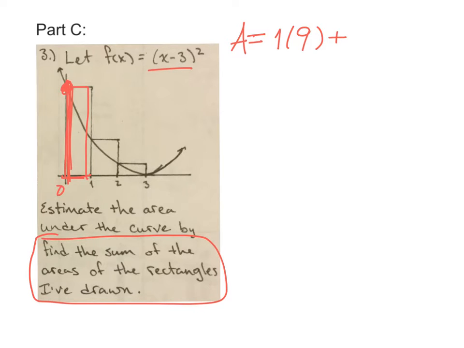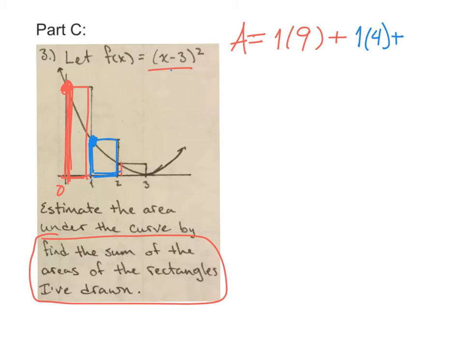For the next rectangle, I'm going to do the same thing. Its base, going from 1 to 2, is going to be 1. And its height is the functional value at 1. So plugging 1 into the function, 1 minus 3 is negative 2, squared is 4.